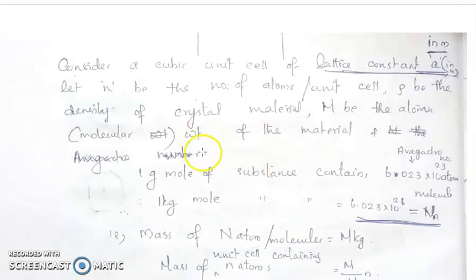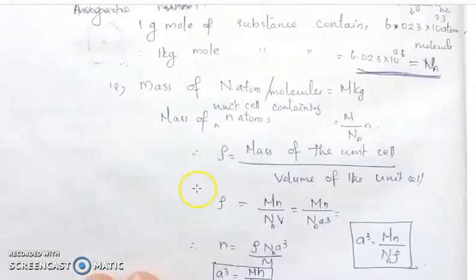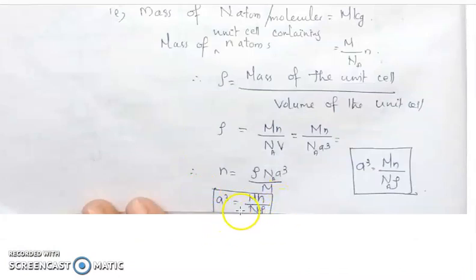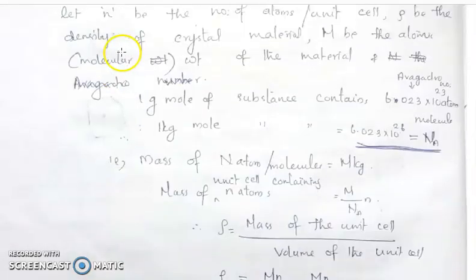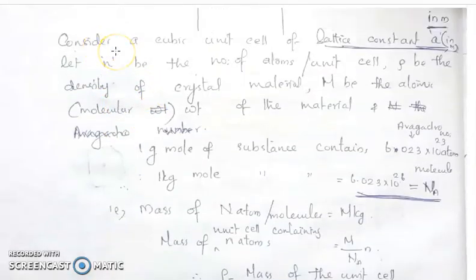Now we can come to the case of how we can find out the volume of a particular unit cell if we are provided with certain quantities. So for this we have a cubic unit cell of lattice constant a, which is given in meters. Cubic unit cell, so all the sides are equal, and n is the number of atoms per unit cell.